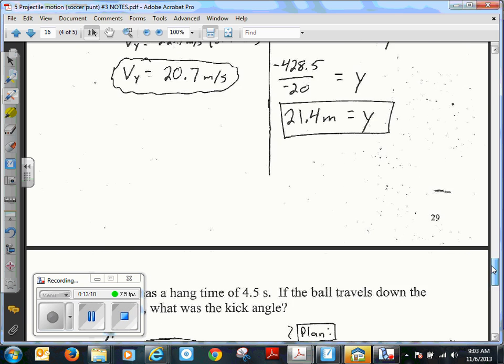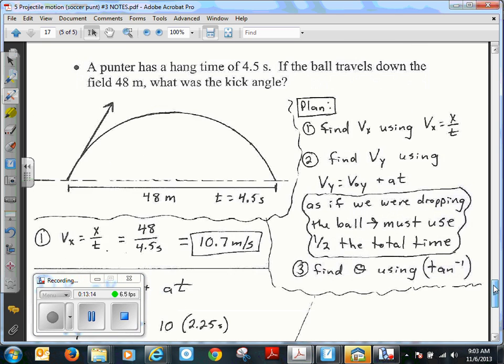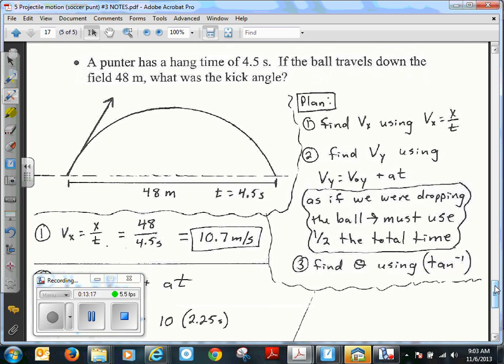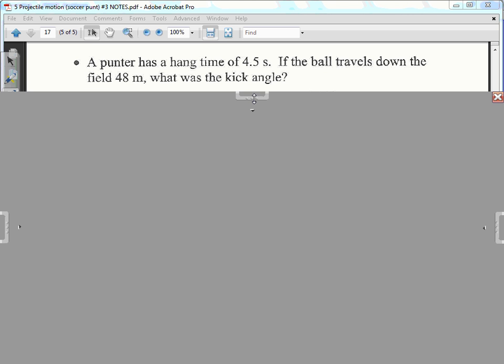Okay, so we have one more question to do. And this one is exactly what we did before, but now I'm asking you to find the angle too. So it says a punter has a hang time of 4.5 seconds. So you know what hang time means. That's all the time it's in the air. So that's the whole time going up and going down. If the ball travels down the field 48 meters, what was the angle of the kick?